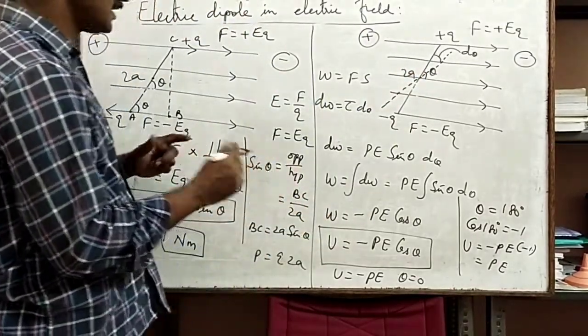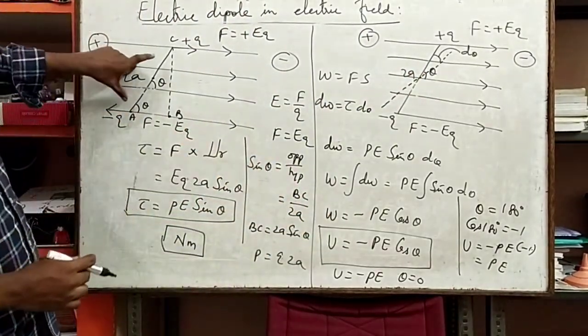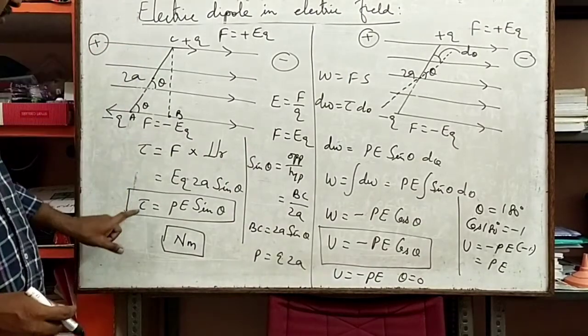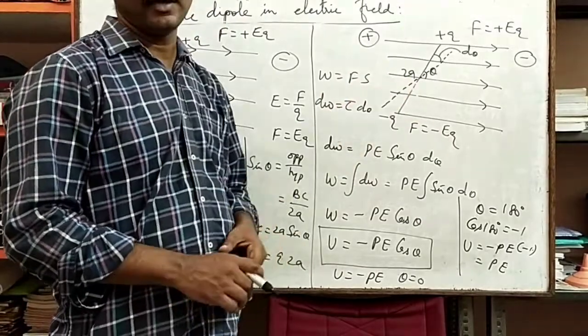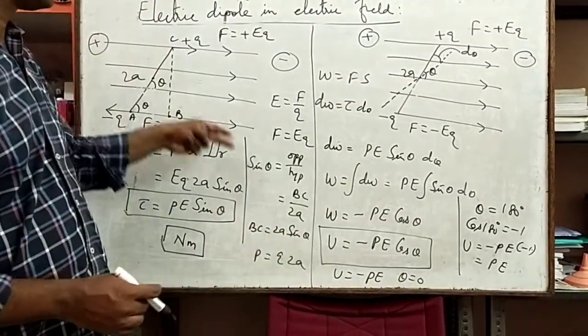So this is just an analysis of an electric dipole in a uniform electric field: torque, and the work done to rotate an electric dipole in an electric field. I hope you understand this concept.